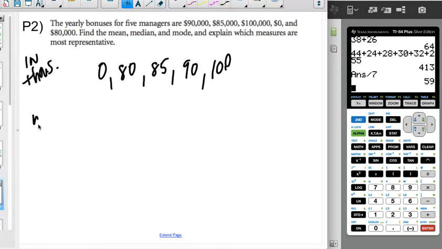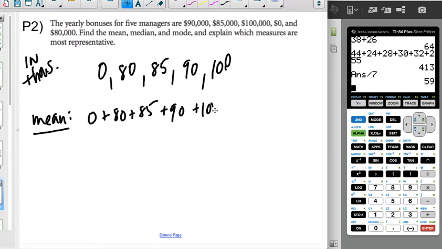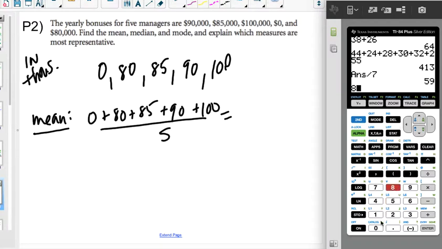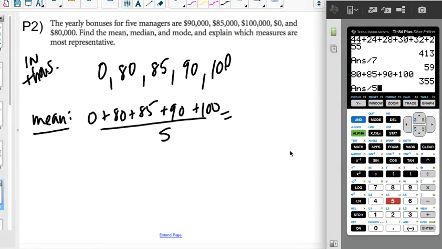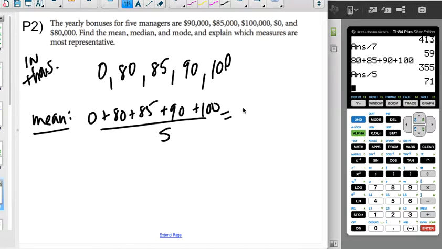All right, so the mean is going to be 0 plus 80 plus 85 plus 90 plus 100 divided by the 5 people, right? I can skip the 0 in adding, but I need to understand that I'm still dividing by 5. That 0 factors into the total bonuses because there are 5 people. And I'm going to get 71. So we're talking $71,000 for the mean bonus, right?